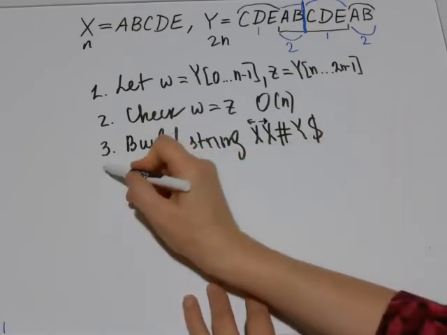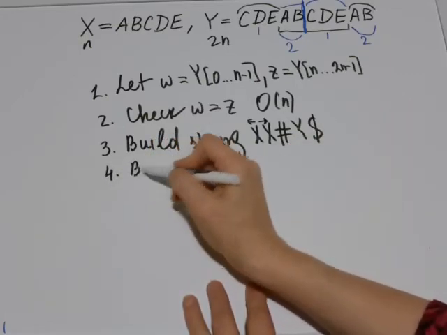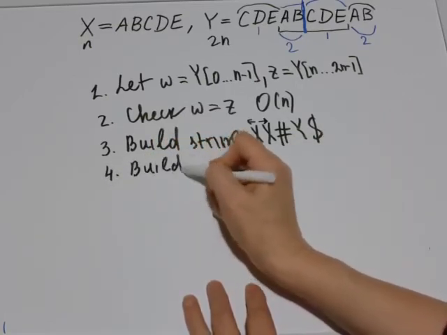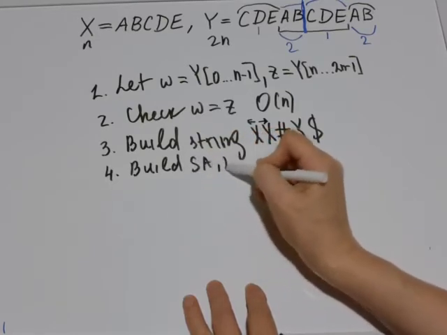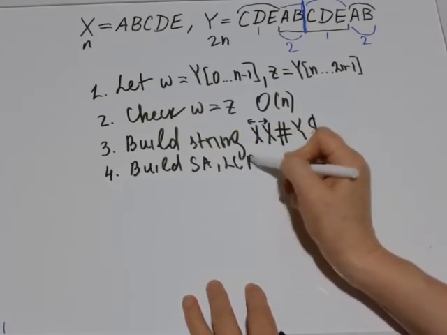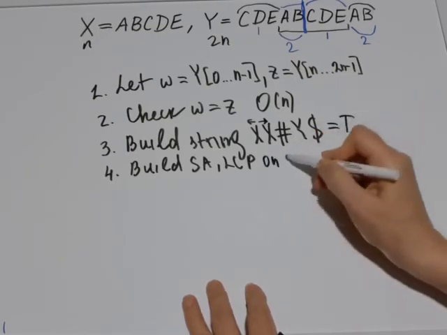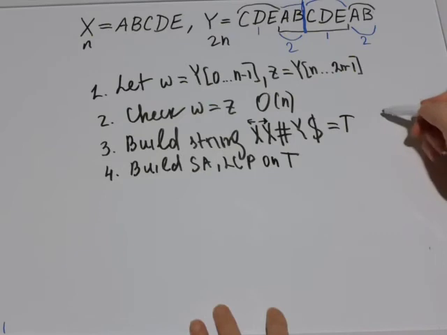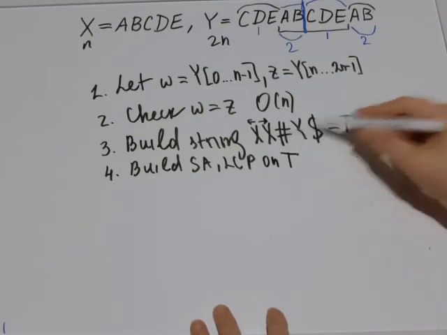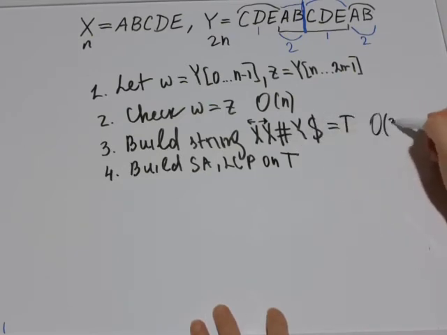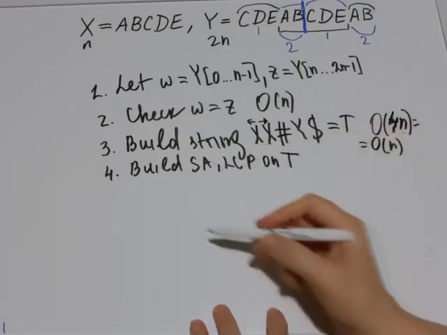And we also need to build the suffix array and LCP, longest common prefix array, on this string. Let's call it T, on T. All of this is done in O of 3n, which is actually 4n, which is O of n. This is also done in O of n.